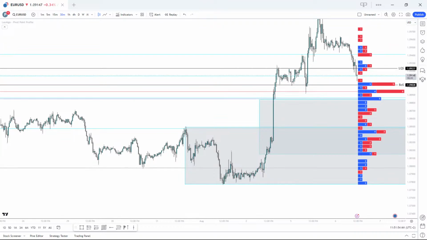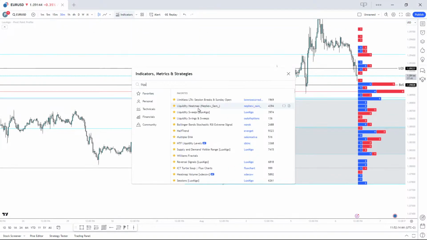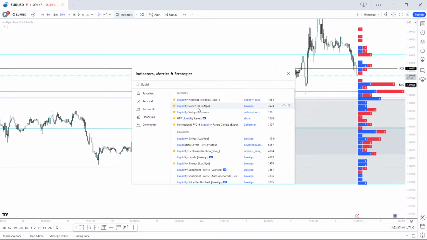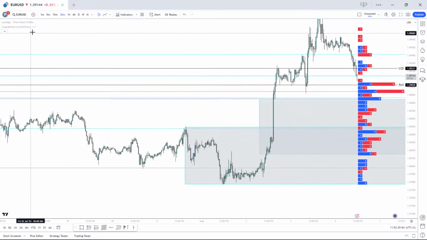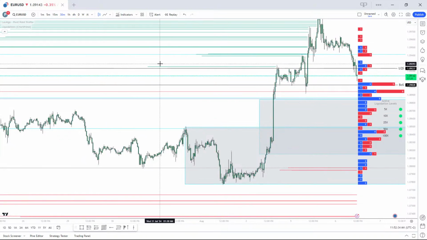Alright, this is like... I'm not going to read this one because it's a whole Bible to read. I'm just going to put this indicator onto my chart to see how this works. So liquidations is the name. Let's see, liquidations by Mystery Sauce. Is it? No, Chart Prime. Sorry. Alright, it's loading up. Let's see. Okay.